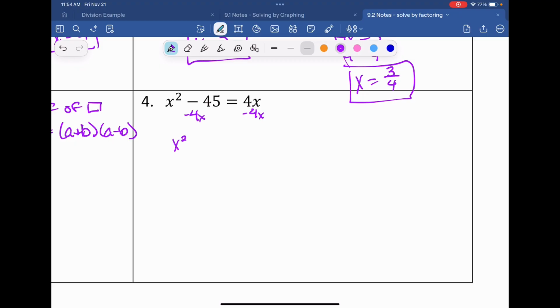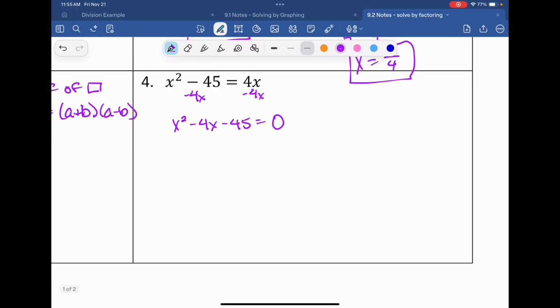Now, I don't have any like terms here. And that 4x is going to go in the middle. And when you subtract those, that gives me my 0. Now we factor. There's no GCF. Constant negative 45. Factor pairs.